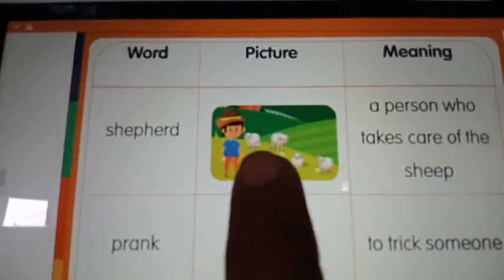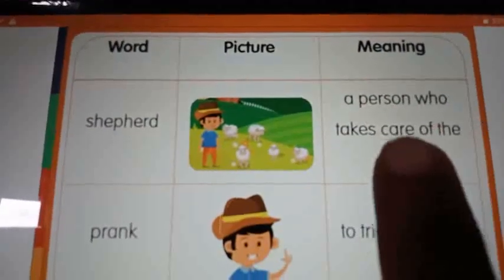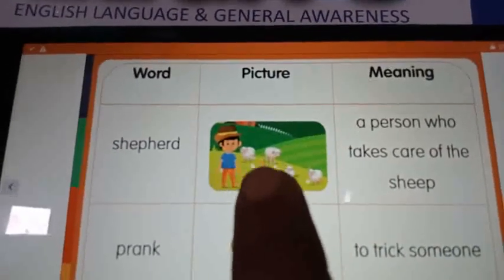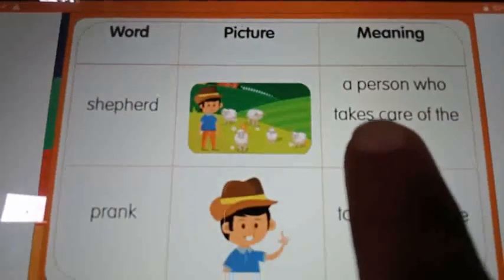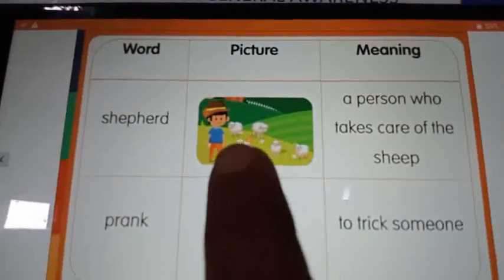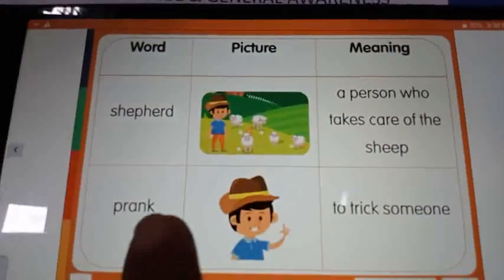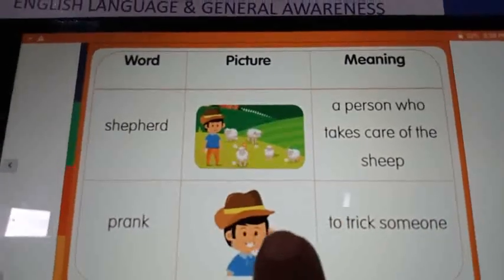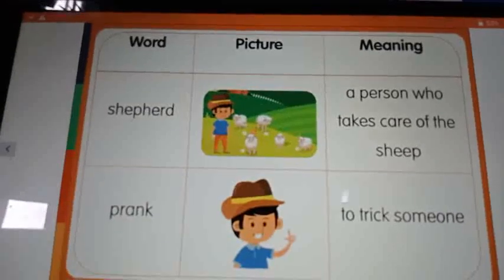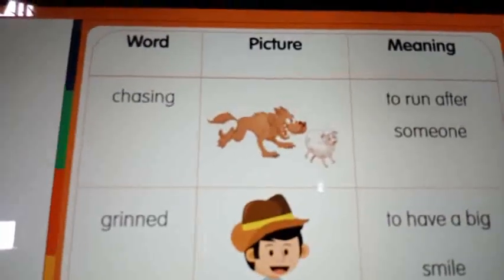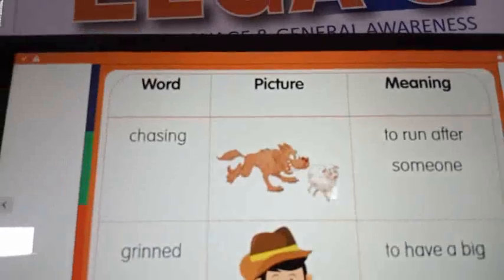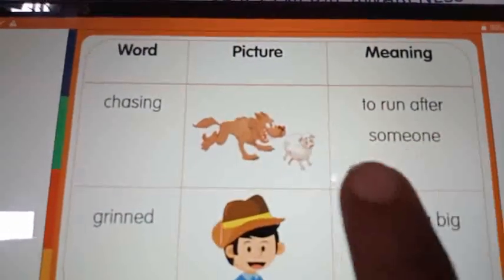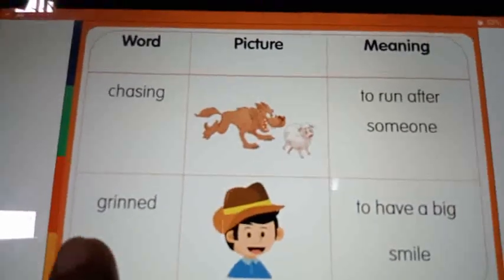He is a shepherd. A person who takes care of the sheep. That is called shepherd. Next, prank. To trick someone. Chasing. To run after someone. Chasing means to run after someone.